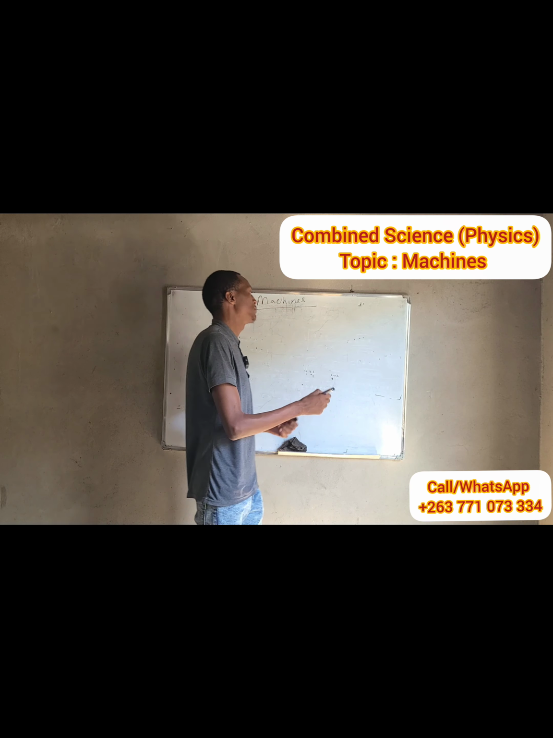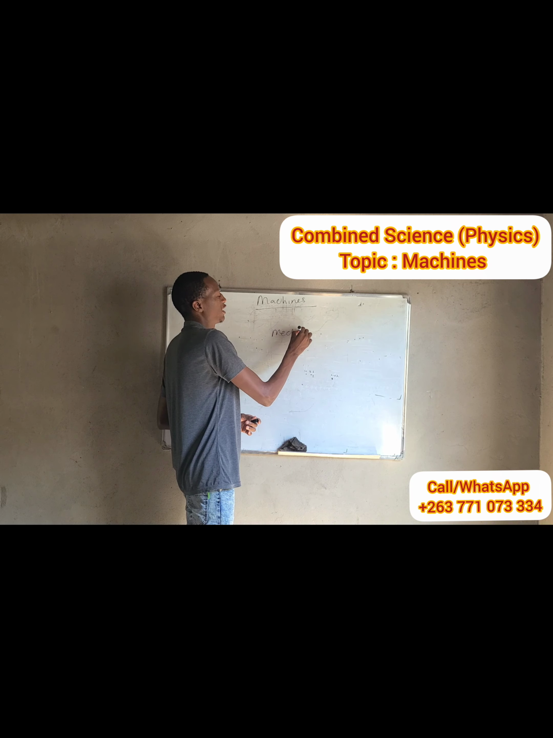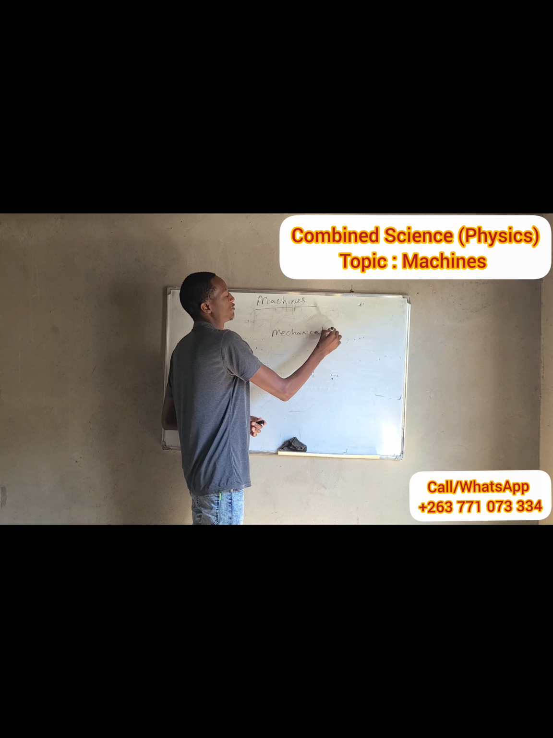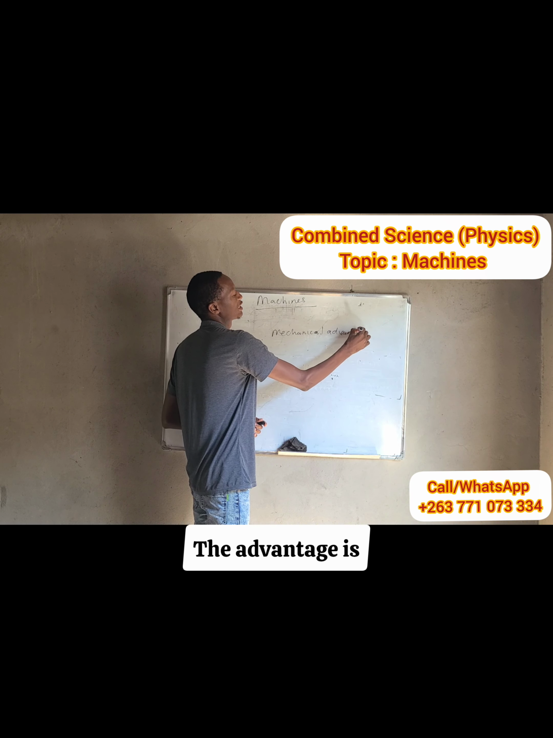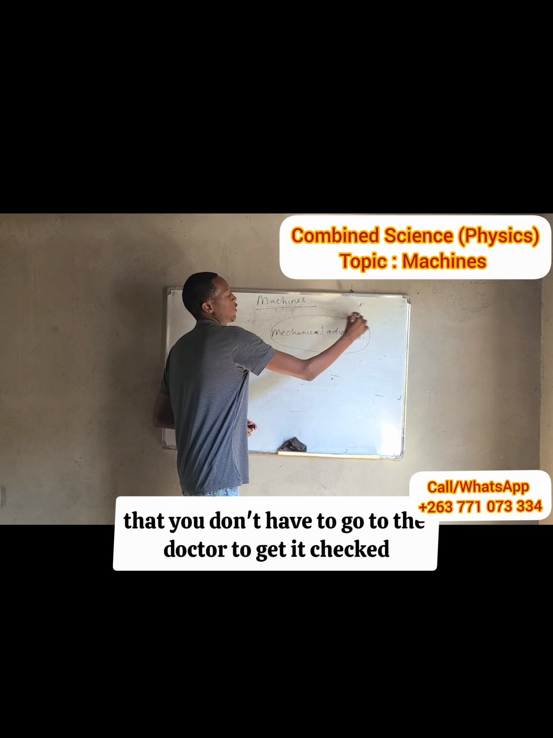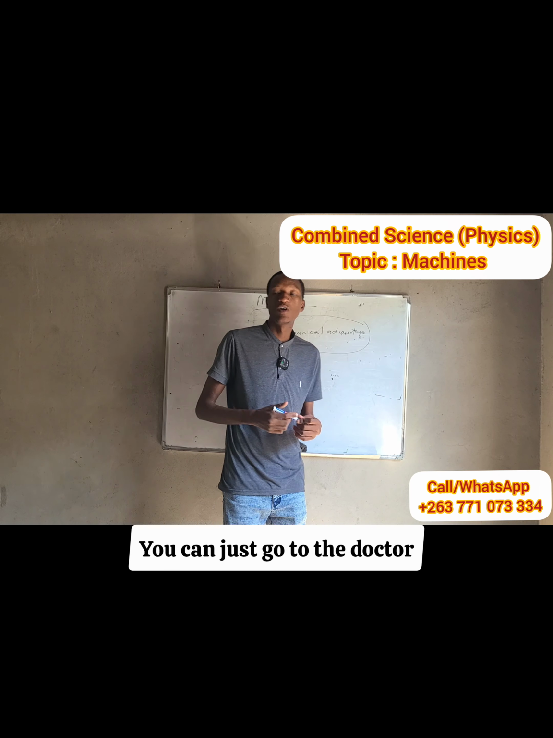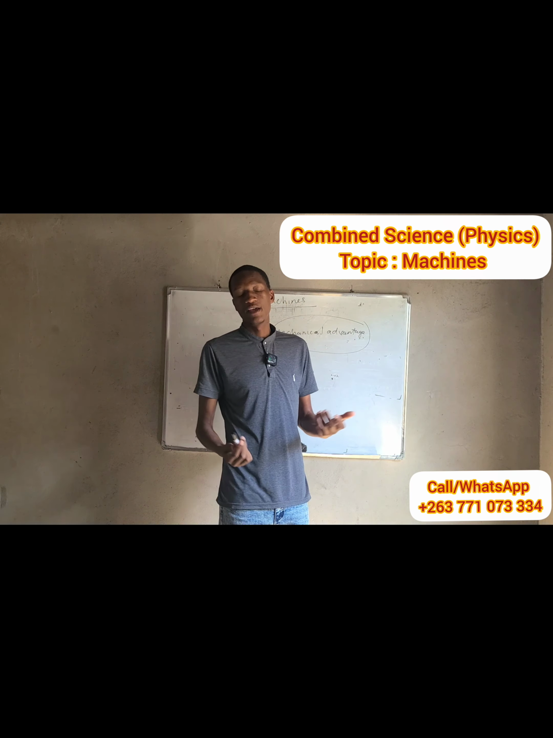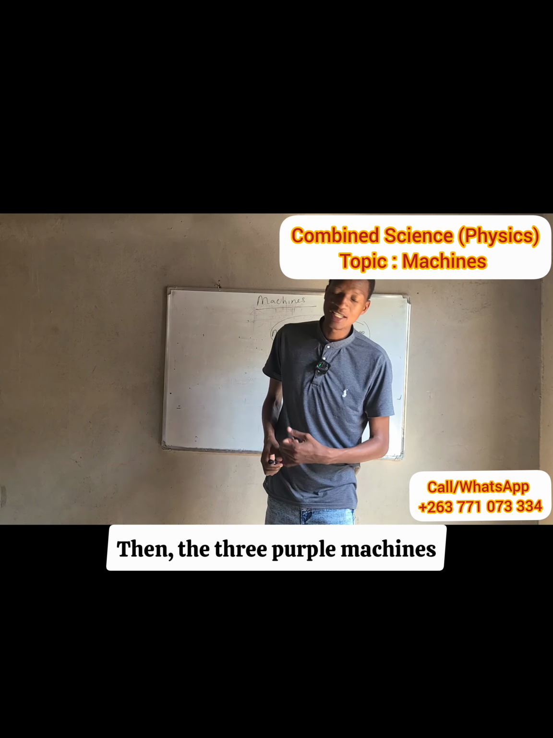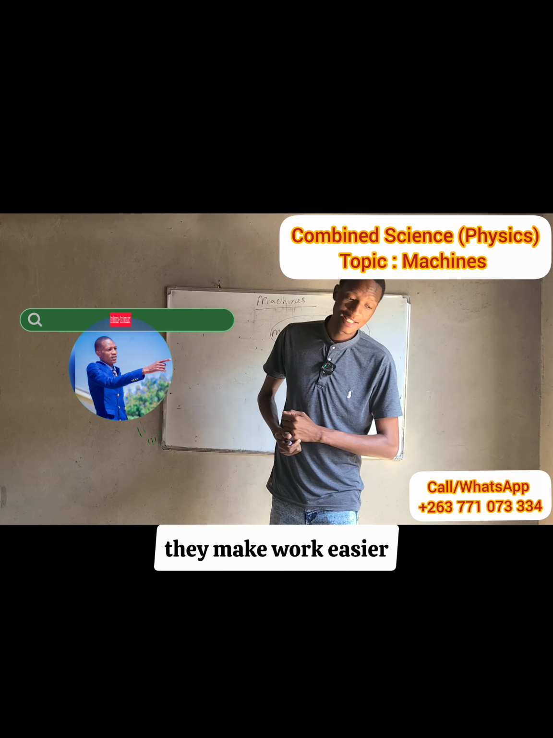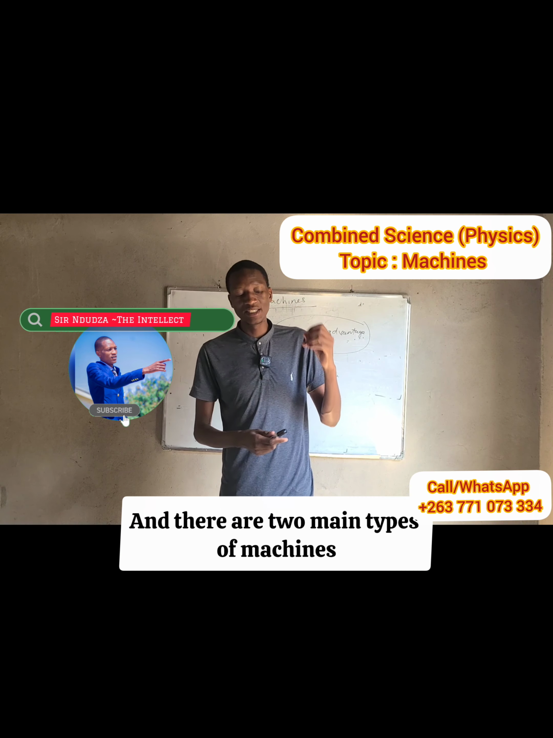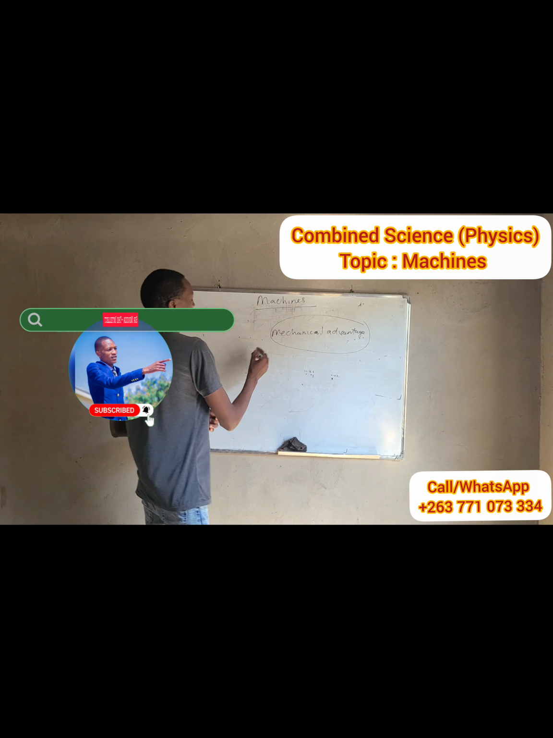So what is being referred to as mechanical advantage? Mechanical advantage ka-advantage kauri kungowana ikako kekuti uri kukwanisa kutakura zvinhu zvakawanda zvinorema uri wega handika. Then tiri ipapo machines, they make work easier, and there are two main types of machines in combined science.